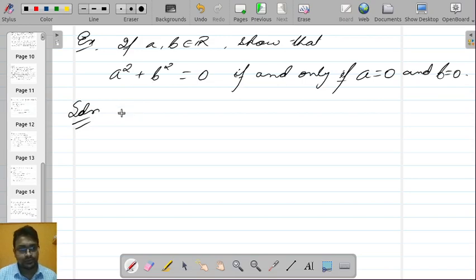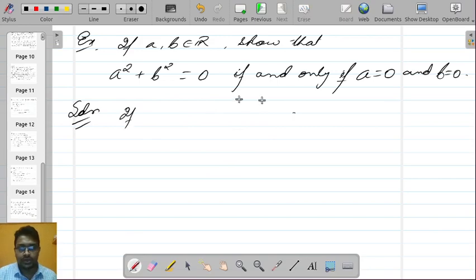Right. So there are two parts. First we will suppose that a square plus b square is exactly 0. Then we will try to show that a equal to 0, b equal to 0. The other one is if a is 0, b is 0, then a square plus b square is 0. So these things we need to show. Let us start with the other part now.